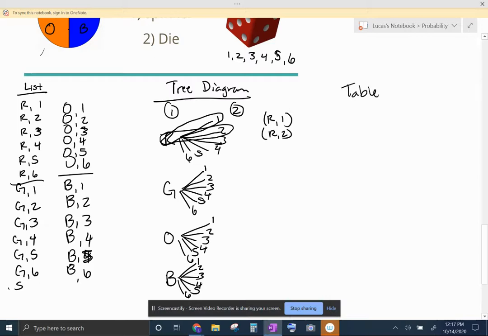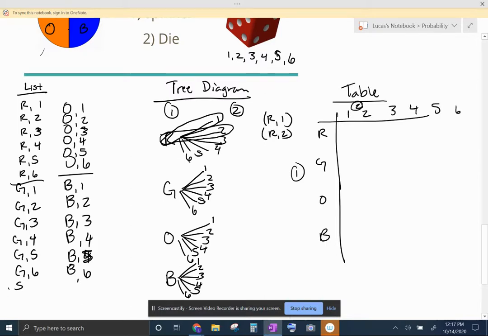Okay, and then how would I do this as a table? So as a table, I would put the outcomes for my first event. I could do it here. So let's just draw a little table here. I could do red, green, orange, blue. And then for my second event, I can get a 1, a 2, a 3, a 4, a 5, or a 6.